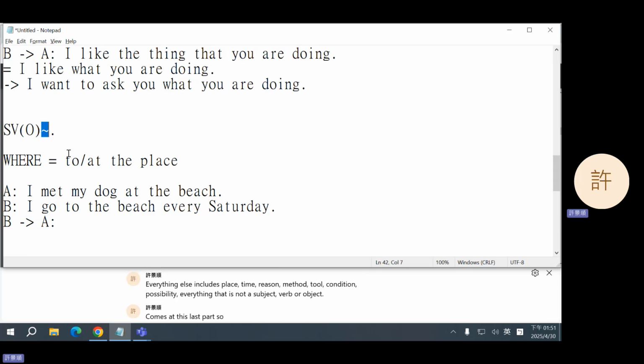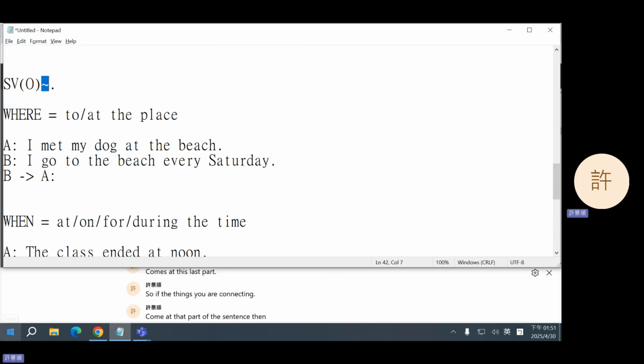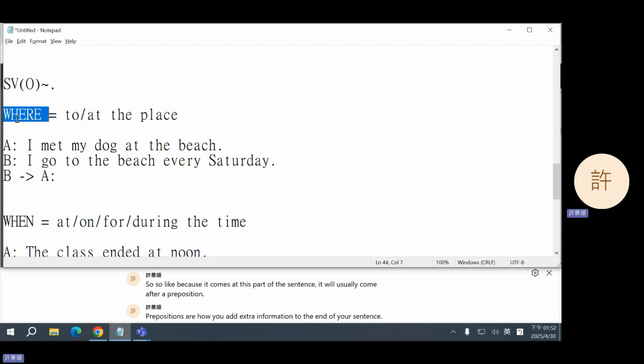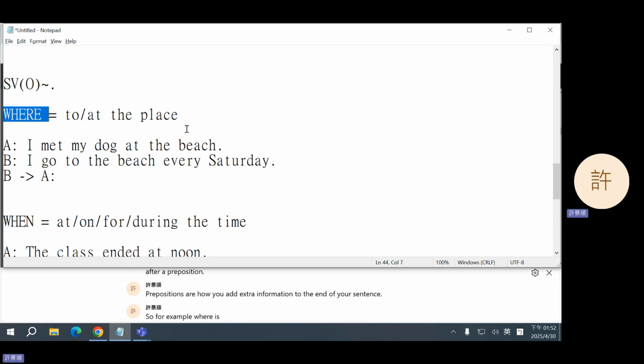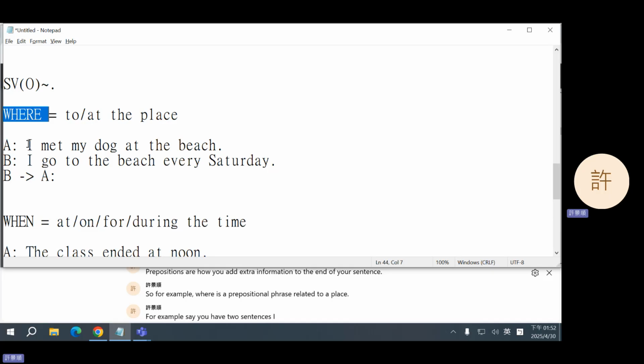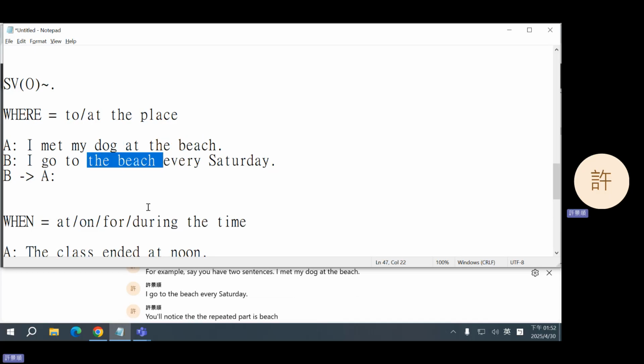So if the things you are connecting come at that part of the sentence, then you should use a relative adverb. For example, because it comes at this part of the sentence, it will usually come after a preposition. Prepositions are how you add extra information to the end of your sentence. So for example, where is a prepositional phrase related to a place. Say you have two sentences. I met my dog at the beach. I go to the beach every Saturday. You'll notice the repeated part is beach. That's how you're going to connect these two sentences.